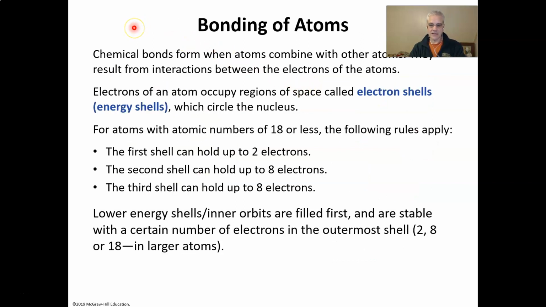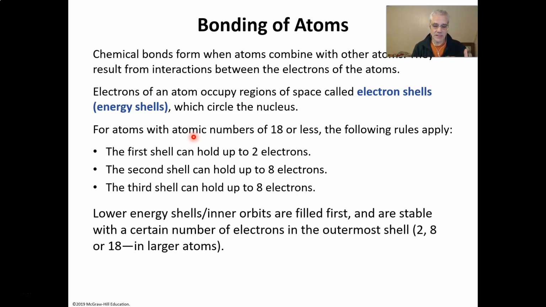Right, atoms bond together. They can either take an electron from another atom, or they can share electrons with another atom. Those electrons are in what we call shells. Remember, the first shell is closest to the nucleus. That can hold at most 2 electrons. The next shell out can hold 8 electrons.